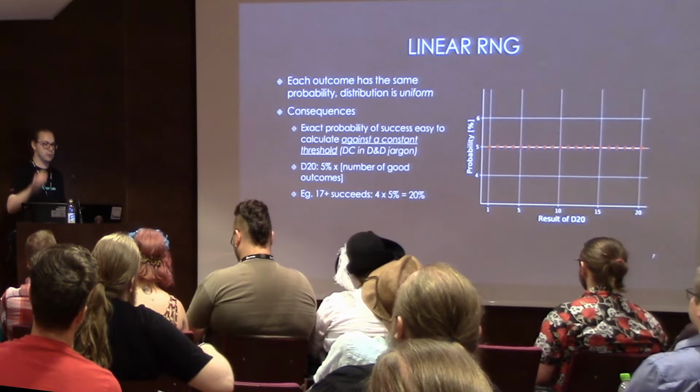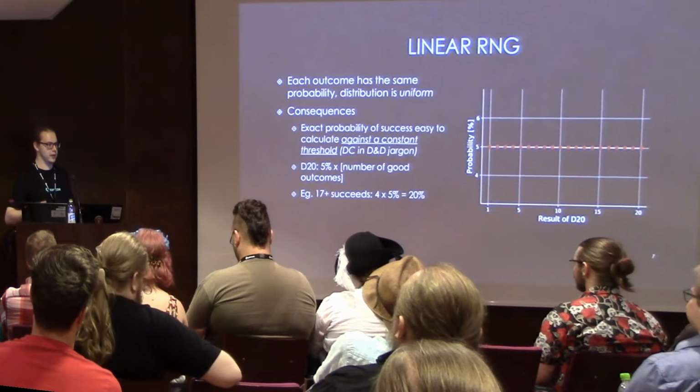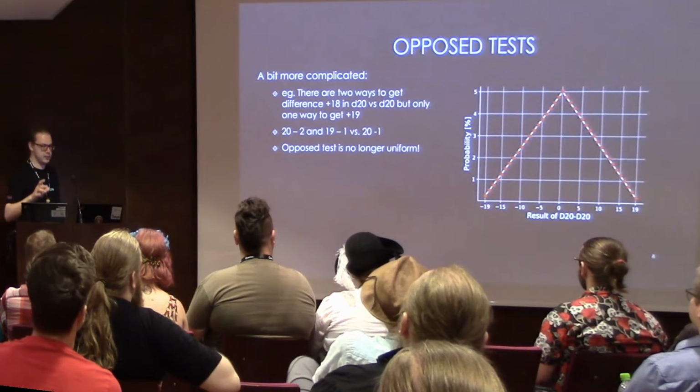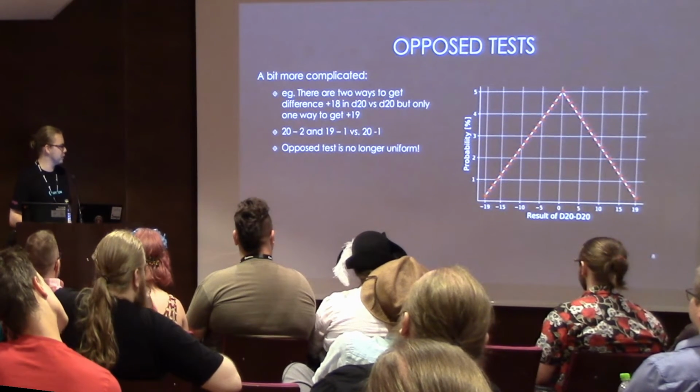Now, this is not very exciting, but things get a little bit more complicated when we move to an opposed test, because this is, of course, a large part of almost any game, where both parties roll the dice. So in an opposed test, something interesting happens. Now, I think it's obvious to all that this is no longer a uniform distribution.